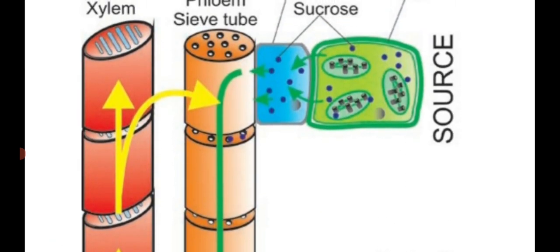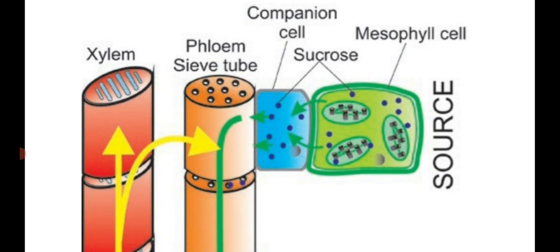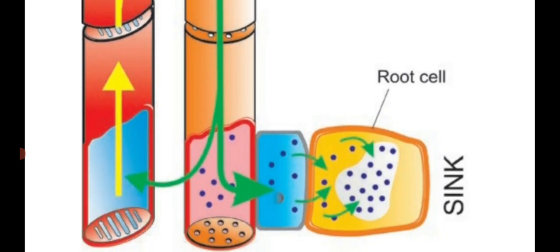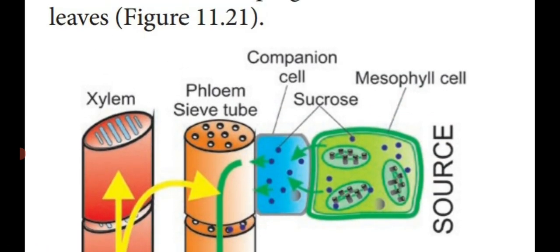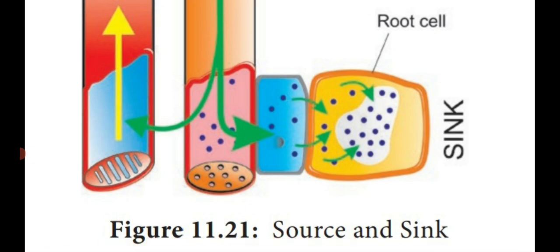And the other element is the xylem, which conducts water and mineral salts to the phloem components to dissolve the complex food material, starch, which is converted into sugar solution. So this is the diagram which shows the difference between source and sink.